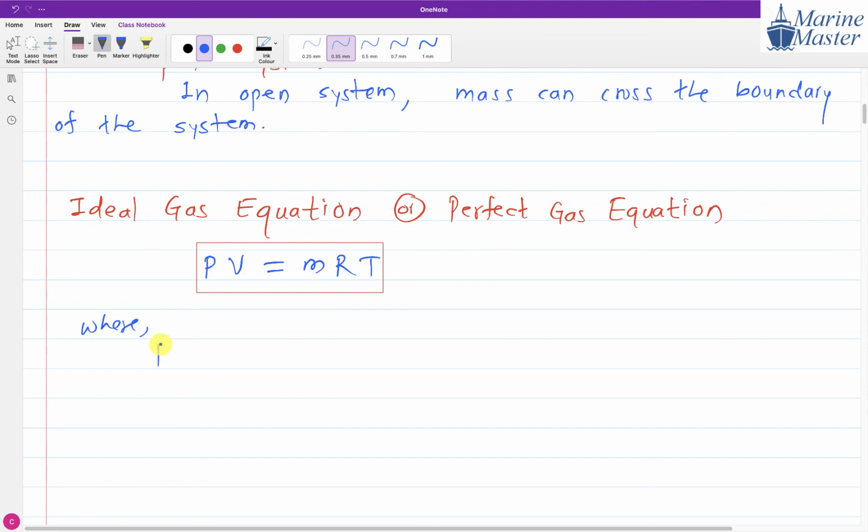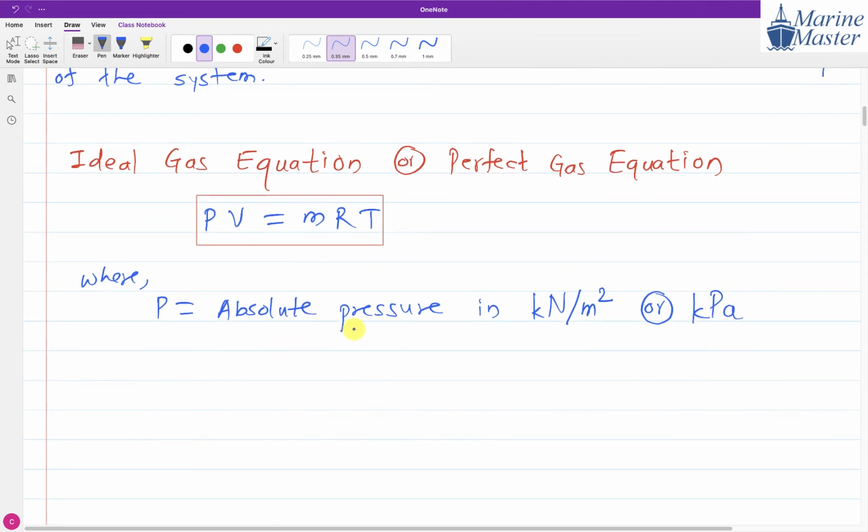We will see. P basically means absolute pressure. See, not only pressure, absolute pressure: pressure with respect to the zero line. What is meant by absolute pressure? We are going to study all these things in hydrodynamics. So absolute pressure means pressure with respect to the zero pressure line. See the unit: kilonewton per meter square, or we will say kilopascal. P stands for absolute pressure in kilonewton per meter square or kilopascal.